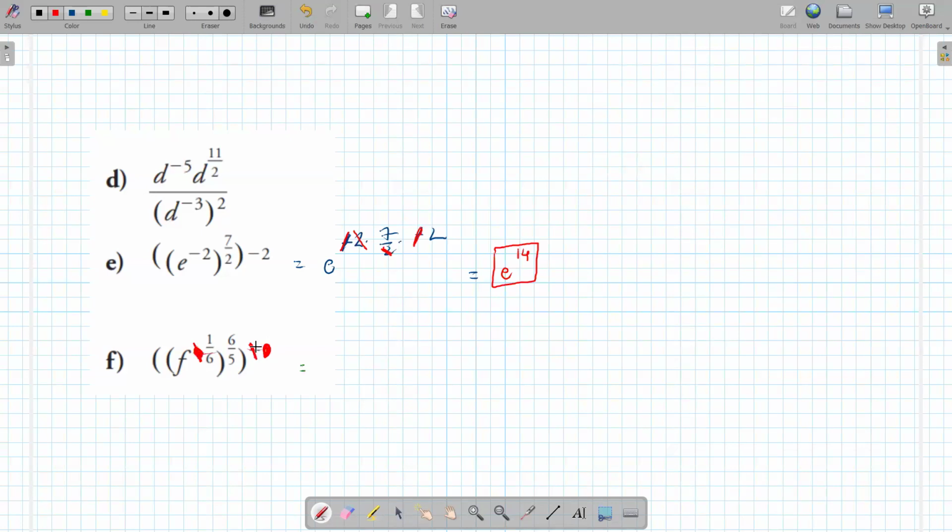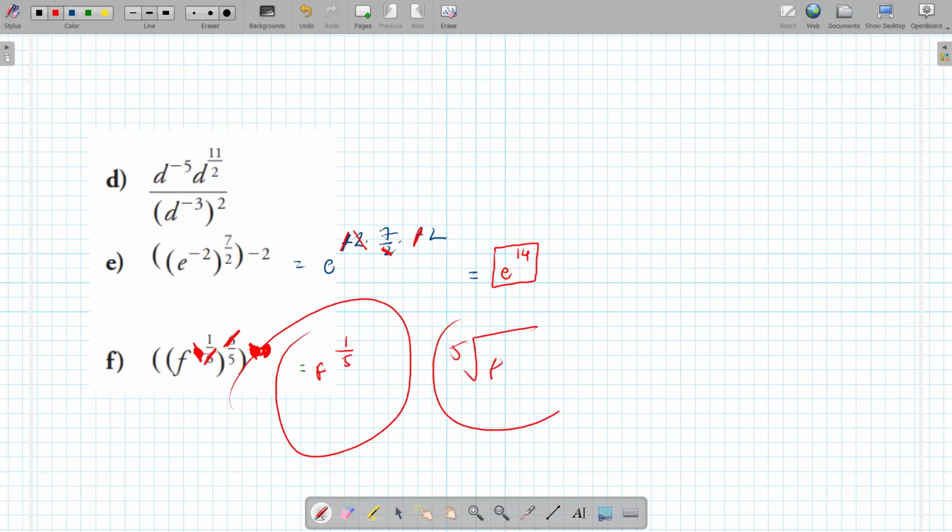Negative signs are gone. So now you're left with 1/6 times 6/5. The 6 cancels with the 6. So all you're left with is f to the 1/5. And that'll be the final answer. You could write it like this, I guess: 5th root of f, same thing.